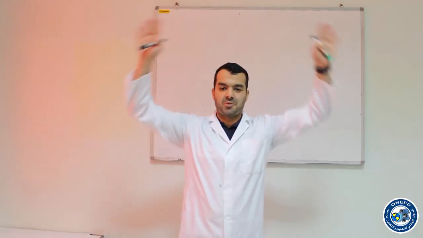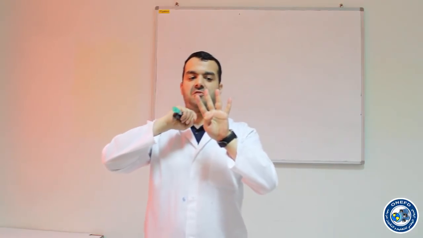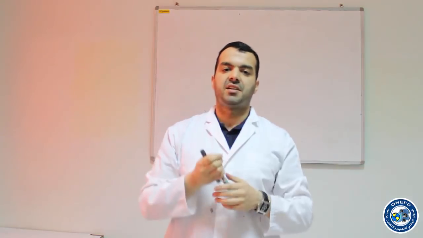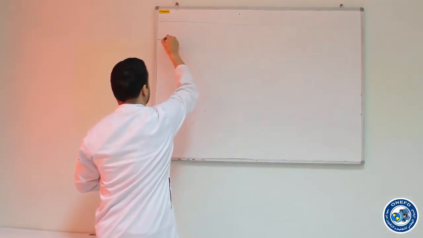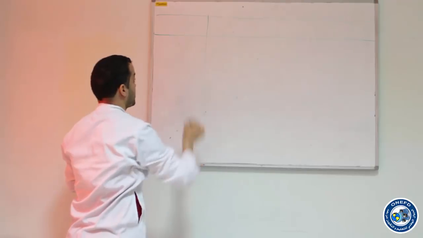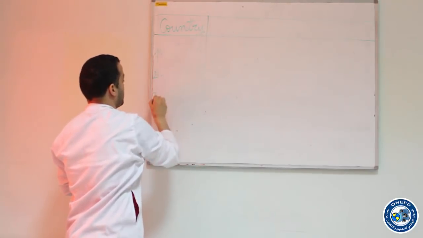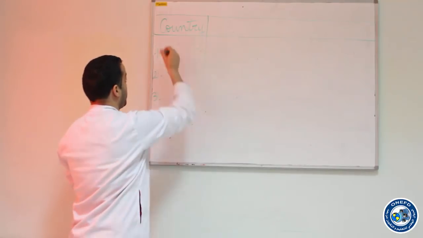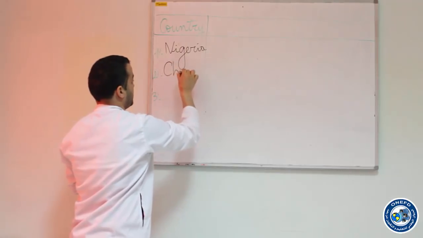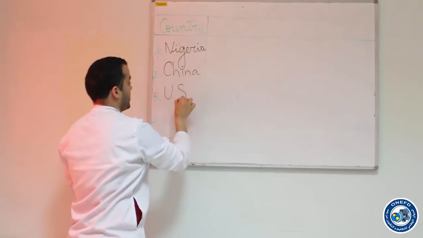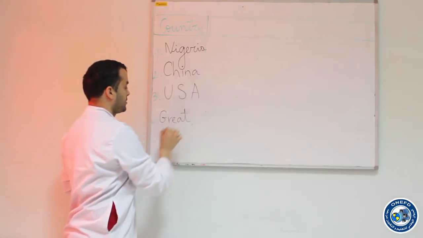Okay, my dear pupils, now let's recap, let's summarize the lesson. We have seen before 4 countries: China, USA or United States of America, Great Britain and Nigeria. So please follow me. First country is Nigeria. Second country, China. Then USA or United States of America, and finally Great Britain.